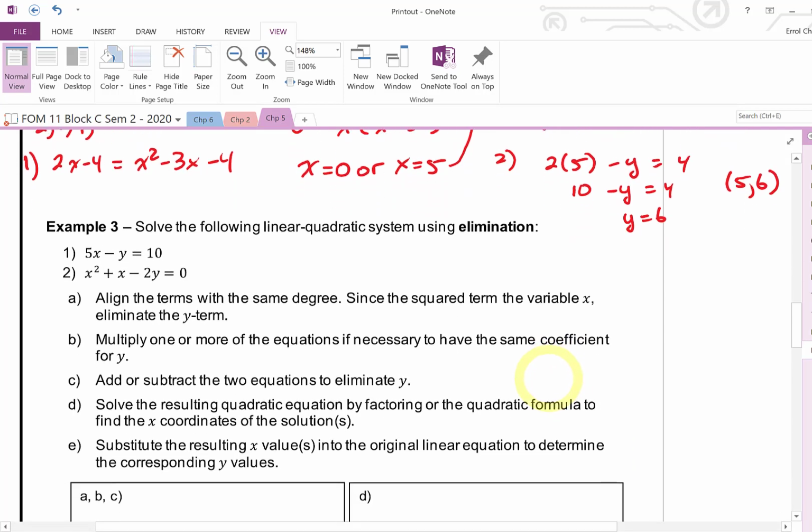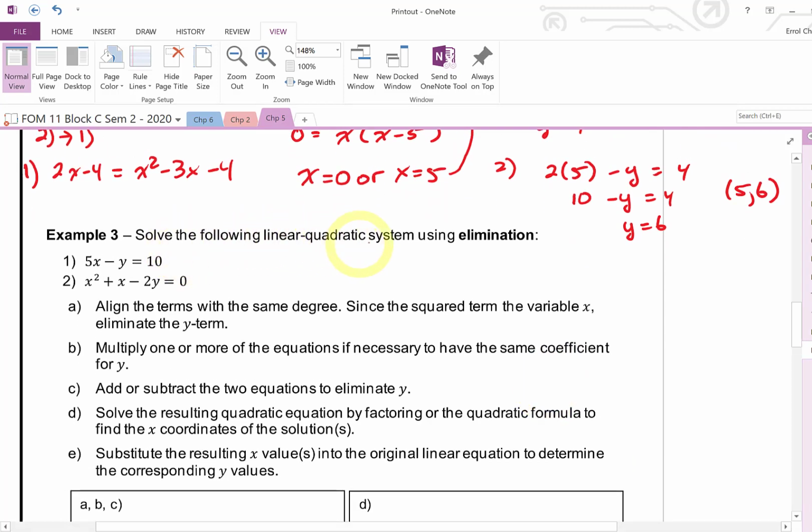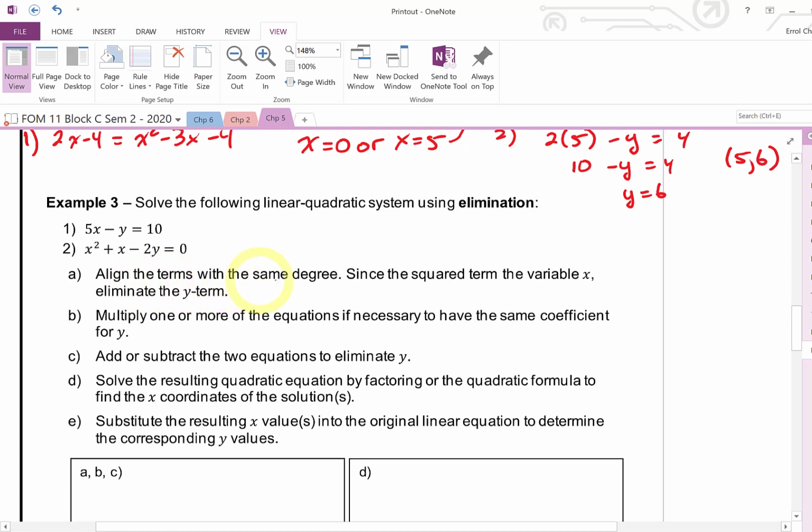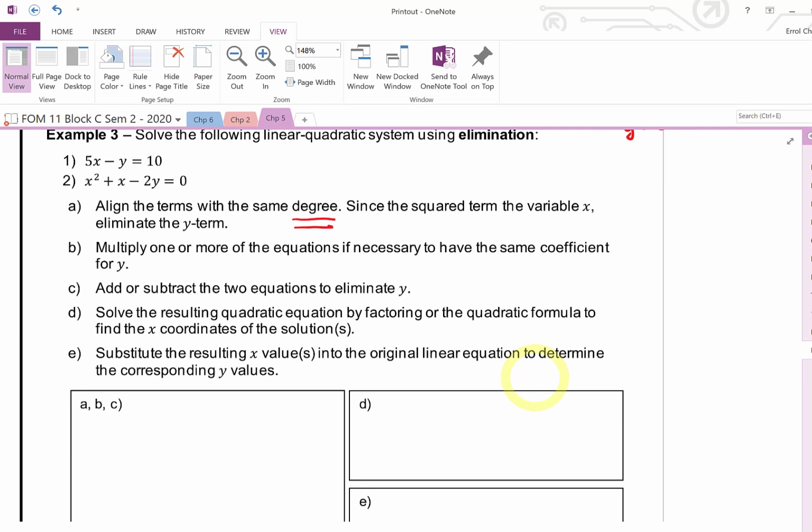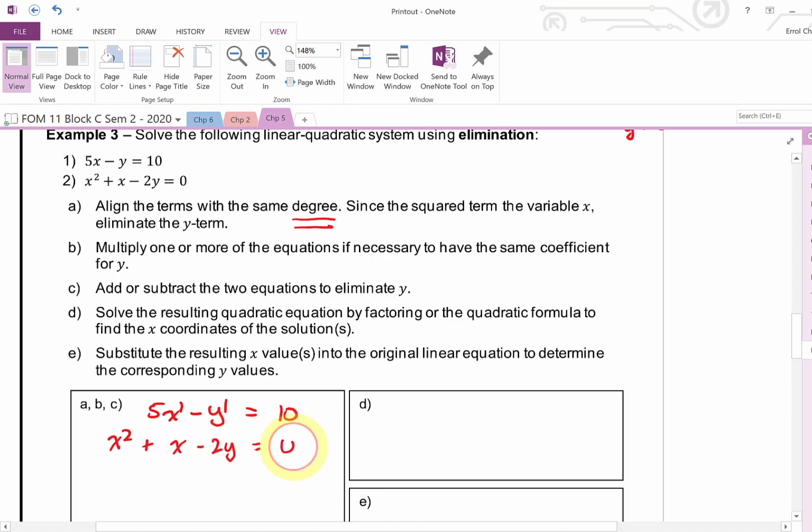All right, example number 3. It says solve the linear quadratic systems using elimination. Okay, so again, this is from Pre-Calc 10. It says here, align the terms with the same degree. So this is the most important thing. All right, so what we're going to do is 5x minus y is equal to 10. So that's a degree 1, that's a degree 1. We have x squared plus x minus 2y is equal to 0.